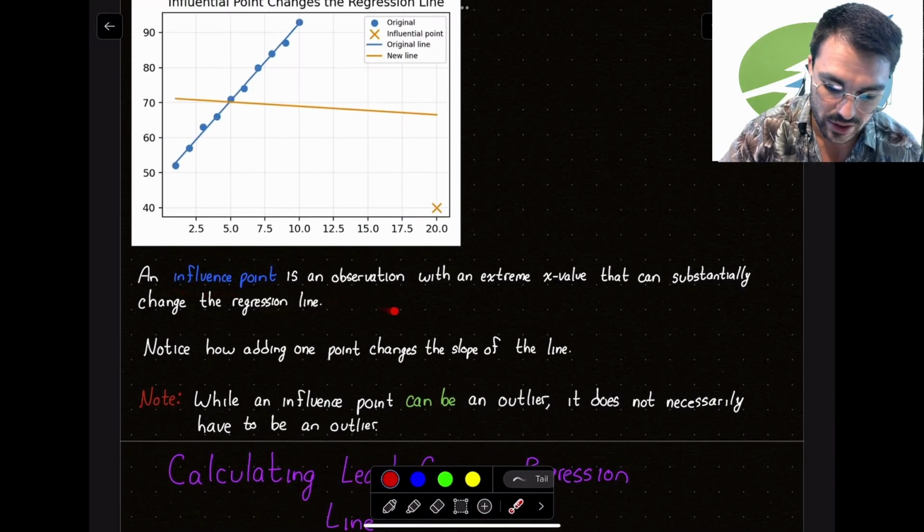So an influence point is an observation with an extreme X value that can substantially change the regression line, as seen here. Notice how adding one point changes the slope of the line. And while an influence point can be an outlier, it does not necessarily have to be an outlier, okay?